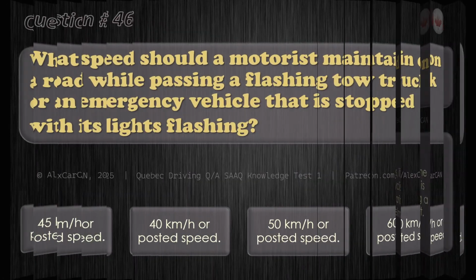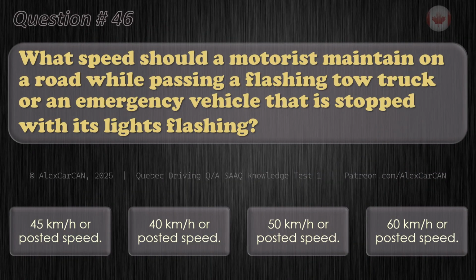Question number 46. What speed should a motorist maintain on a road while passing a flashing tow truck or an emergency vehicle that is stopped with its lights flashing? 45 km per hour or posted speed. 40 km per hour or posted speed. 50 km per hour or posted speed. 60 km per hour or posted speed.